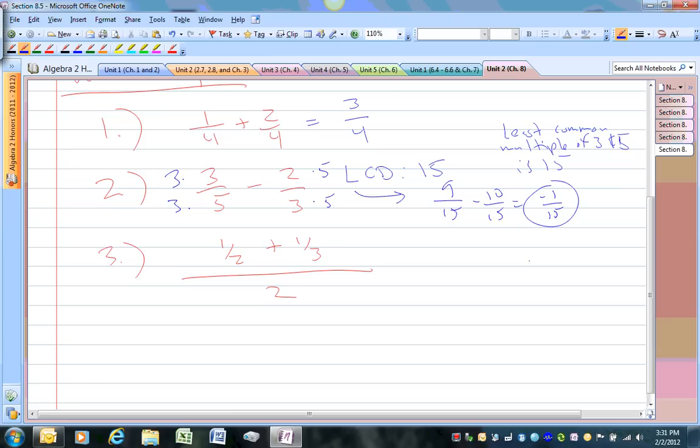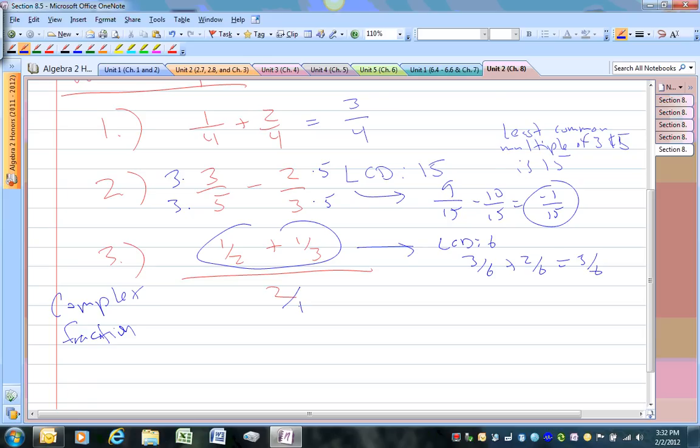And lastly, for number 3, a little weird. This we call a complex fraction, because you have a fraction within a fraction. And yeah, it does look kind of complicated, but it's a complex fraction. So in this case, we'll work that out. The LCD would be 6. So we get 3/6 plus 2/6, which is 5/6.